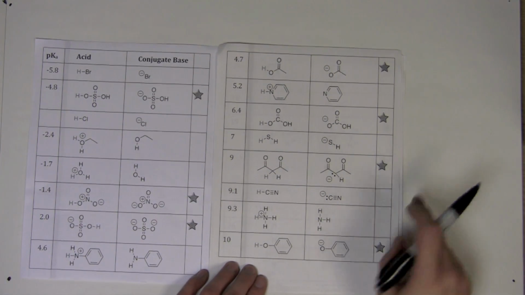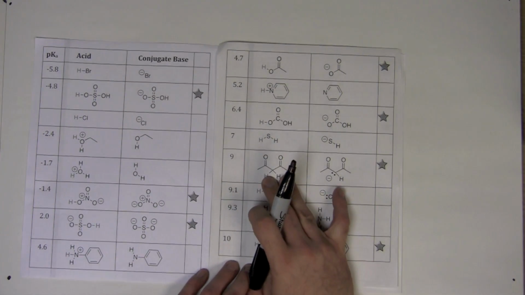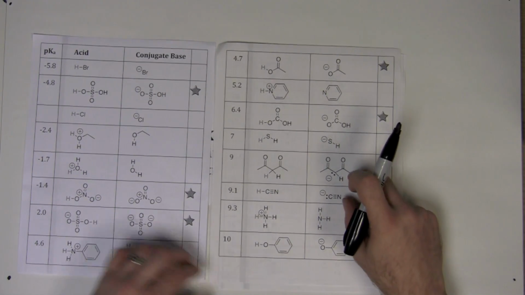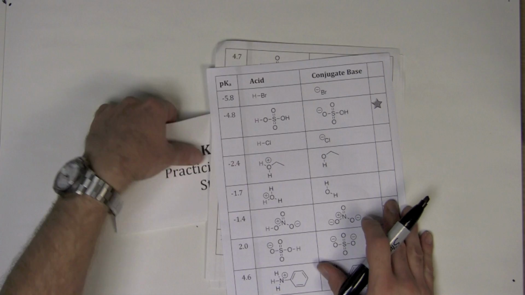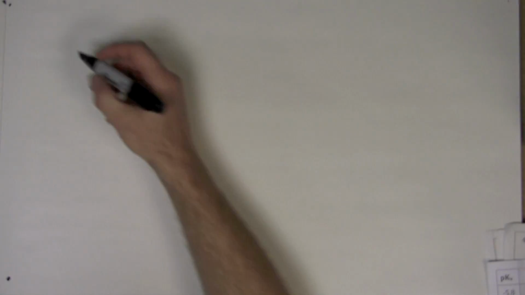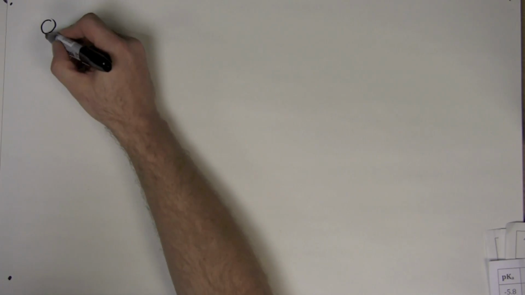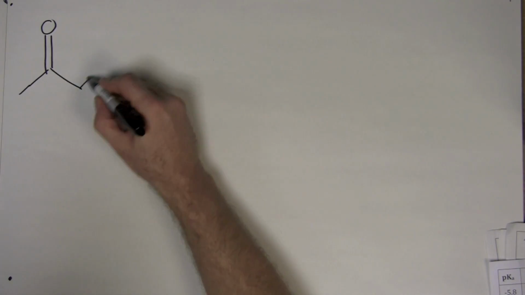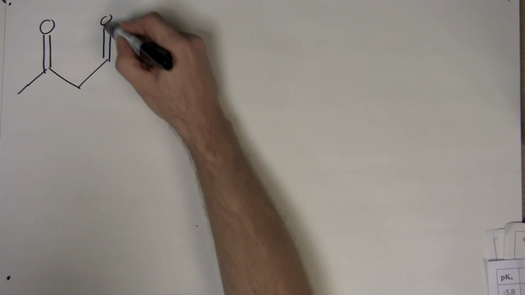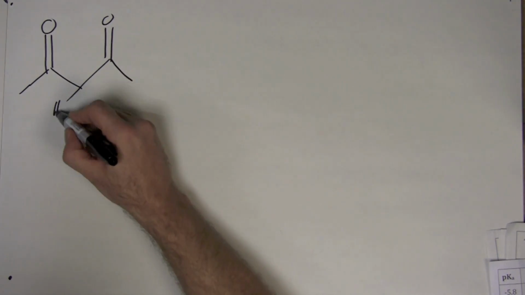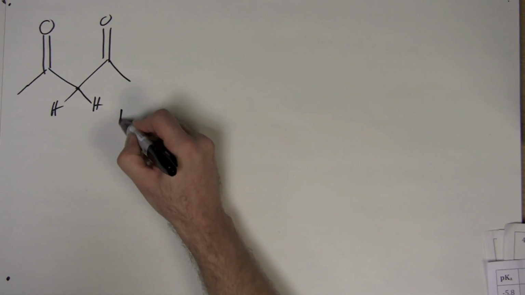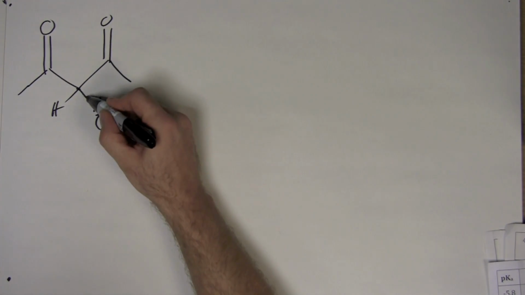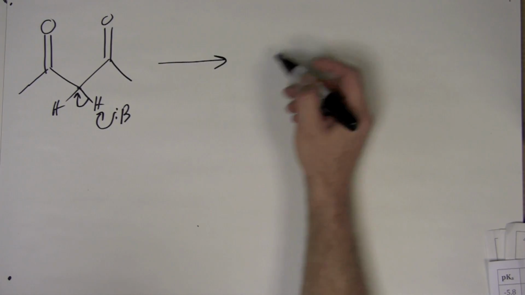Let's take, for example, this diketone. The star tells us that this anion has a resonance structure. So let's first start by drawing the diketone. The diketone, when treated with a strong base, becomes deprotonated to give the corresponding anion.